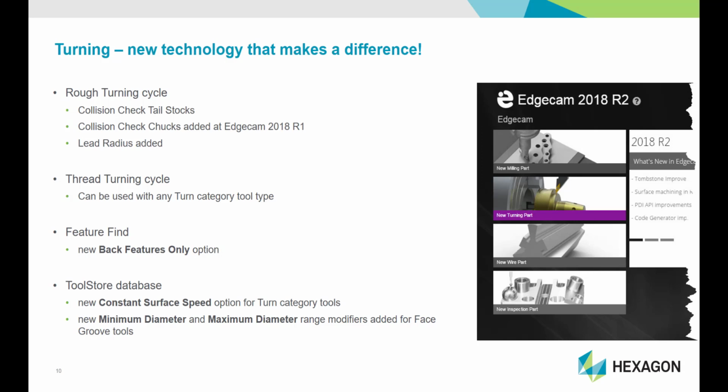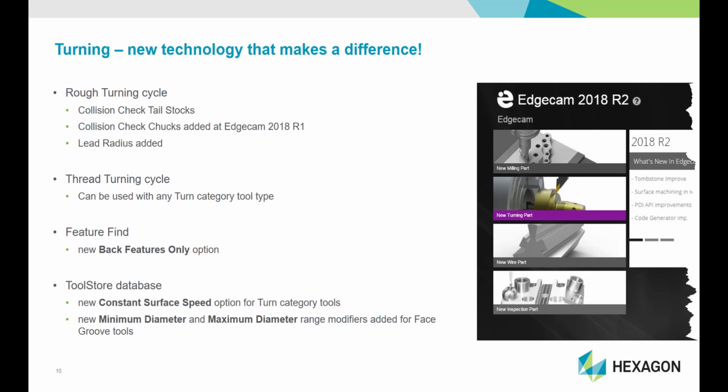Also in the tool store database, some useful new options here. So when you edit a turn tool, you'll find a new checkbox for constant surface speed option on your turning category tools. We suggest that you take tools that you would tend to always run in constant surface speed, or perhaps most of the time, and turn on the switch. And what it does is it ensures that when any user goes and selects this tool from Tool Store, inside Edgecam, in the tool dialog, over on the spindle page, the CSS option will already be checked.